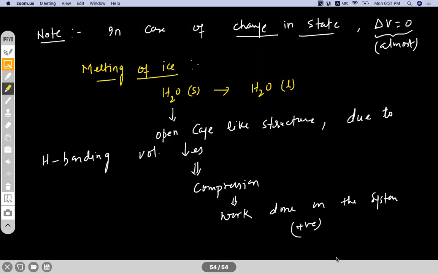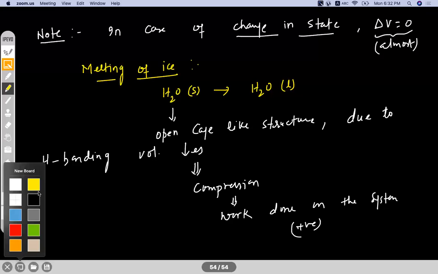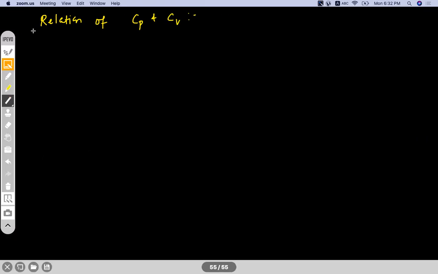Okay. So we had discussed DH and DU for ideal gas, okay? So next we are going to see the relation of CP and CV. Relation of CP and CV.